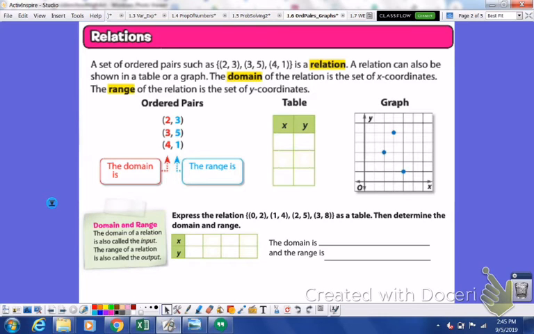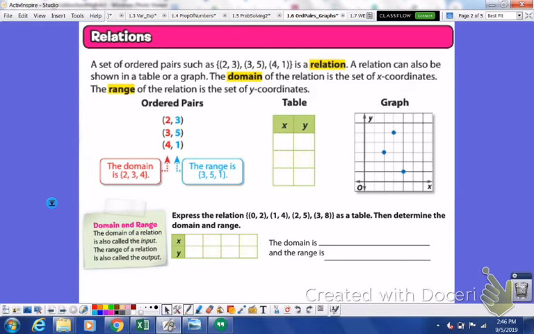Now that we have some definitions here, I know the words are a little hard to squeeze in, but make sure you get relation, domain, and range in there. Let's work with them. In our first example here, we have ordered pairs (2, 3), (3, 5), and (4, 1). The domain is 2, 3, and 4 because they are the x coordinates. So the first numbers we see are the x coordinates. Then the range is 3, 5, and 1 because they are the y coordinates.